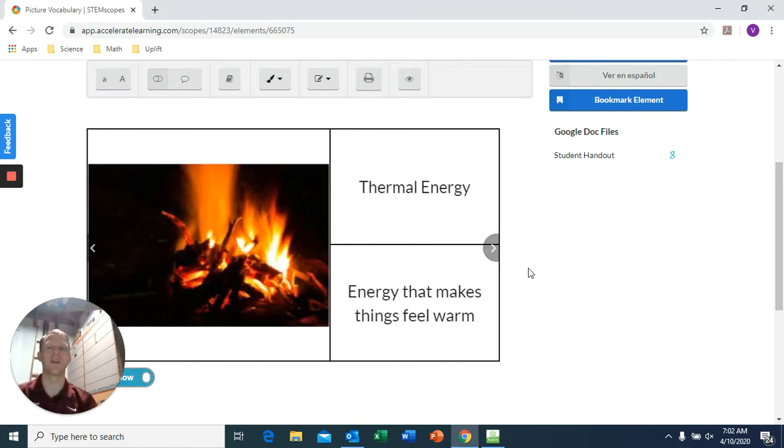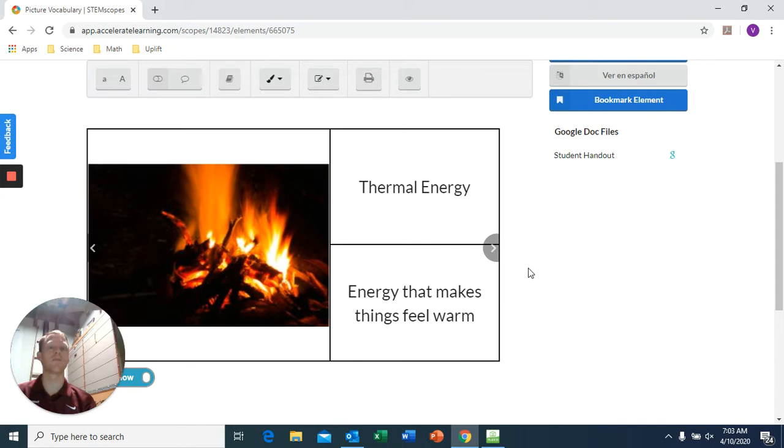The second type of energy we're going to review is thermal energy. Again, we should remember that thermal energy is energy that makes us feel warm. It's the energy of heat. Also, keep in mind that we saw last week that thermal energy can also be taken away. For example, when you put water into the freezer, and that heat energy is taken away and it turns into ice.